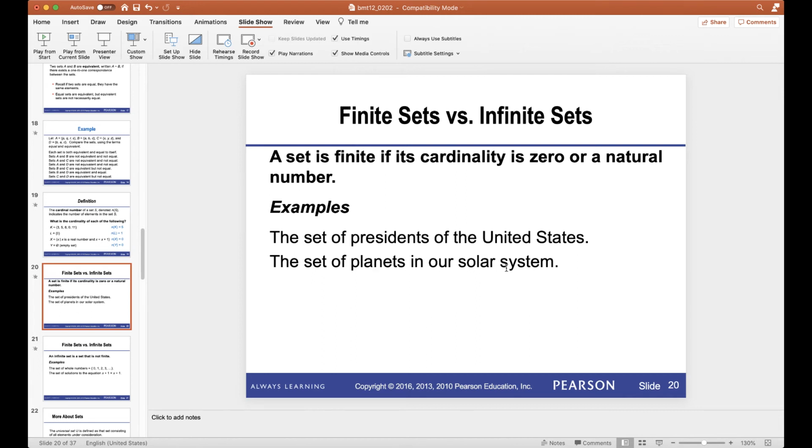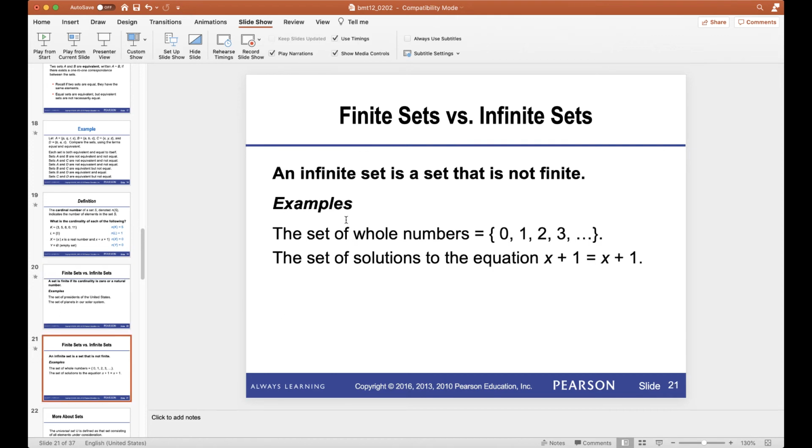For planets, we know how many planets there are, and of course it keeps changing. But as long as we follow the rules, we can figure out how many. There are infinite sets. For example, the whole numbers: when you see the ellipses, you can tell that's infinite, so we're never going to know the end of that. And maybe a solution to equations such as x + 1 = x + 1. Obviously any number you plug in will work, so that's an infinite set also.